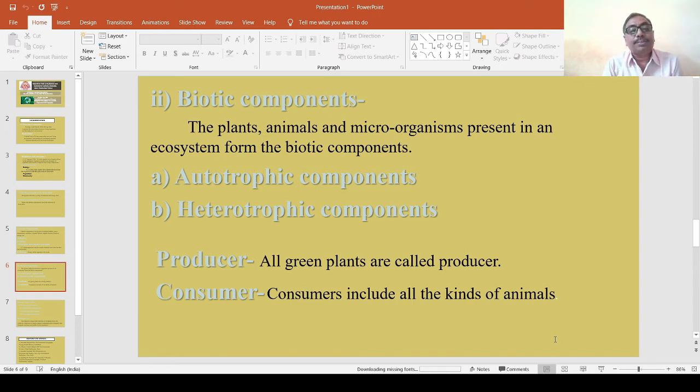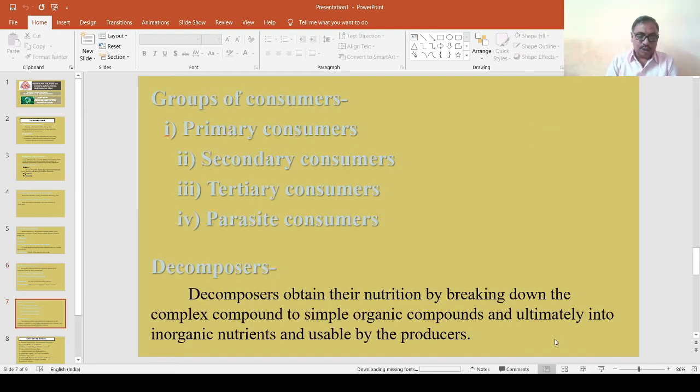Another biotic component is consumer. Consumers include all the kinds of animals. Consumers are living members of the ecosystem which consume the food product produced by plants. All the animals on the earth are dependent on others for the food. Hence, they are called heterotrophs. Heterotrophs in Marathi, we have to say parposhi. And plants are called autotrophs, means in Marathi we have to say swayamposhi.